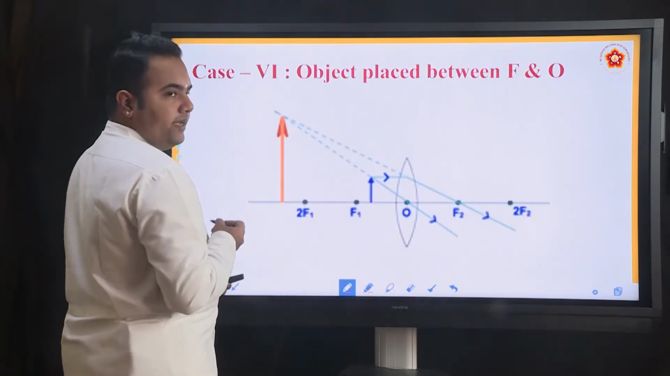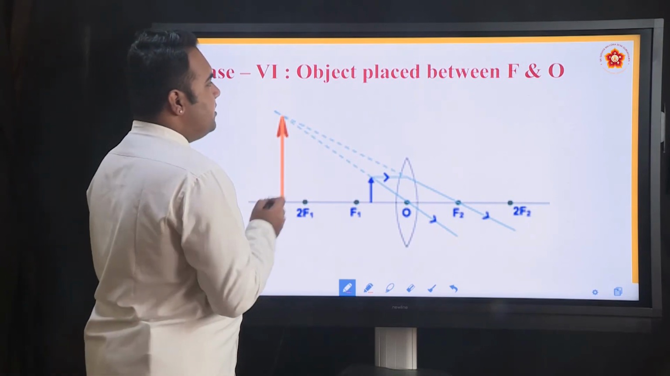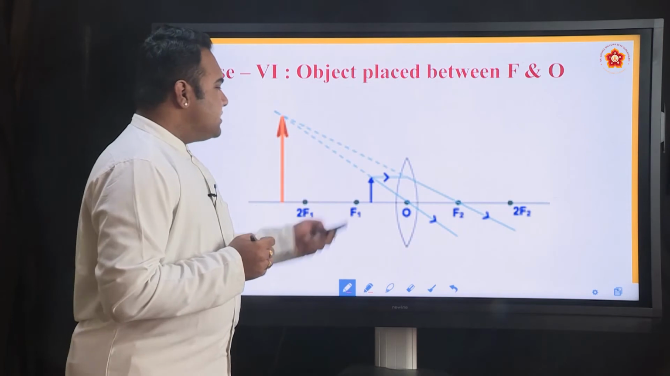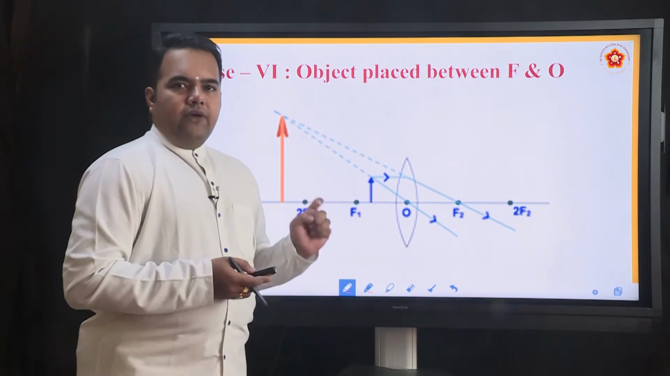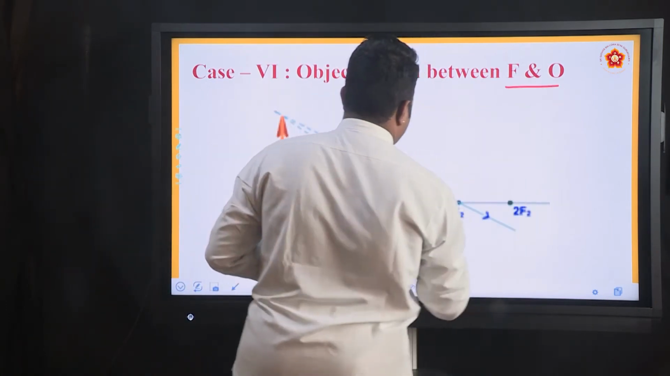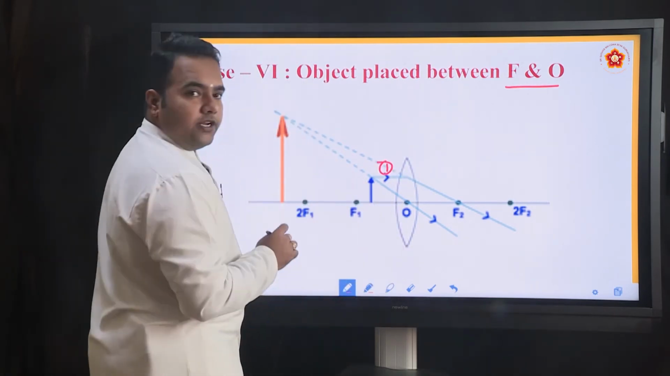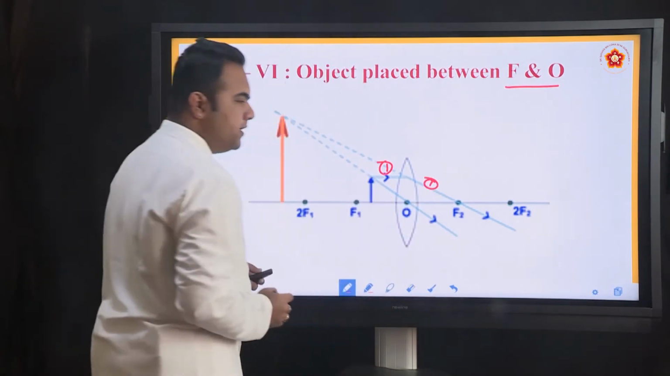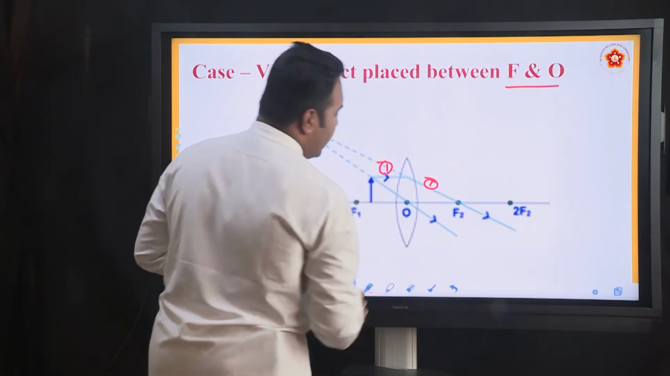Now last case for the image formation in a convex lens, and in this particular case alone we will be getting a virtual image now. Object placed between F and O. This is exactly similar to the last case that we have studied in a concave mirror, object placed between F and P of a concave mirror. Now here the object is placed between F and O, the optical center. So the object is placed here. First ray of light after passing through the lens, it goes through the principal focus on the other side of the lens. Another ray of light which is passing through the optic center, it goes undeviated.